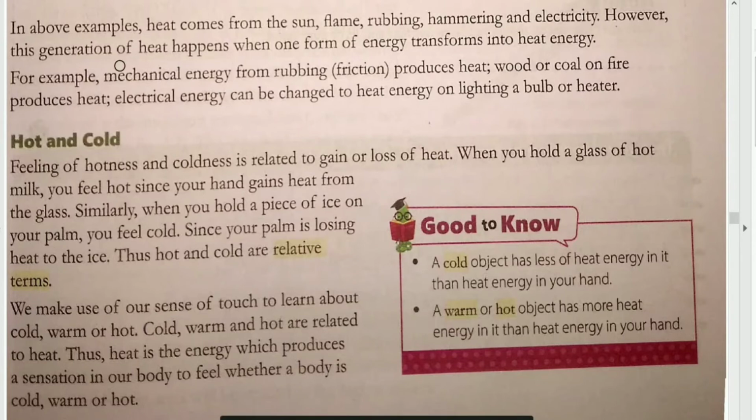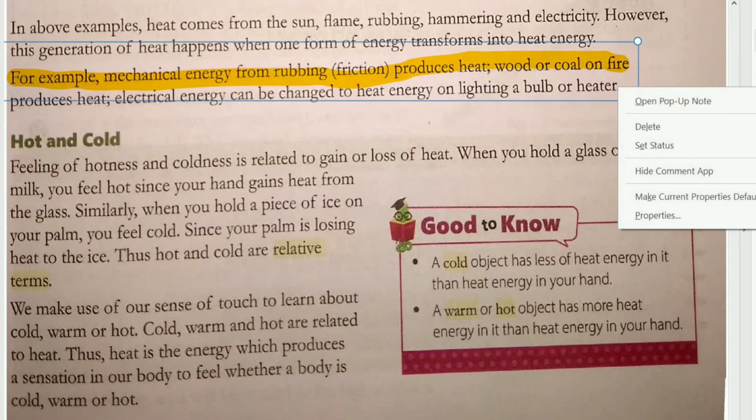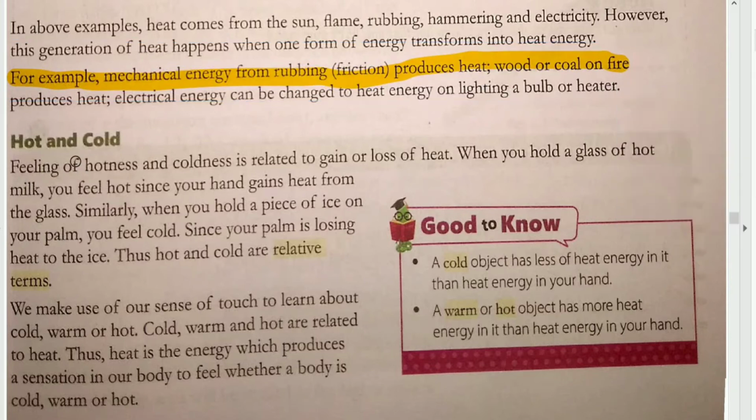So we can say mechanical energy from rubbing produces heat, or fire produces heat. Electrical energy can be converted into heat energy. Alright, so these are some examples where energy, that is heat, is produced. Next, the feeling of hotness and coldness is related to gain or loss of heat.